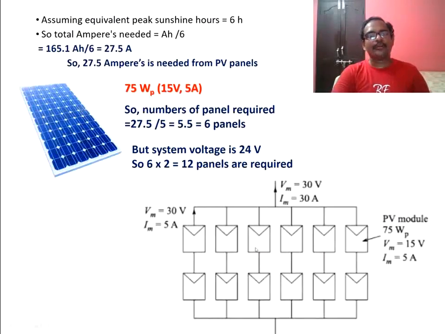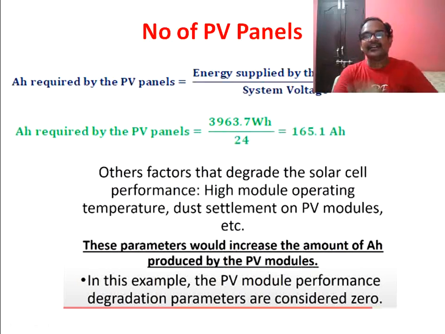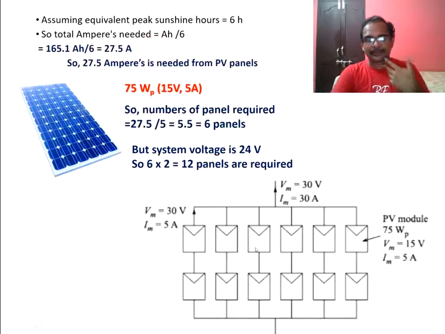That is totally how many ampere hours my solar panel is giving now. Amperes are 30, number of working sunshine hours are 6. So 30 into 6 will be 180 ampere hours given by my panel. What is actually required? 165.1 ampere hours, but I am supplying 180 ampere hours, which is more than enough. Right? It is all about the solar system design.